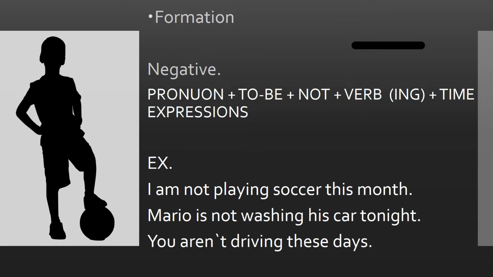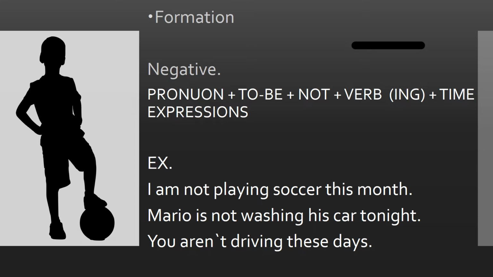and we continue to the negative form, which is basically the same as the affirmative form, but we add the word not. Remember, when we want to make a negative sentence, we have to add the word not. It's very important for you to remember this. We have the formation, which starts with the pronoun. After the pronoun, the to be verb. It's a negative sentence, so we have to write the word not. After not, we have the verb with ing form. And after the verb, we have a time expression.